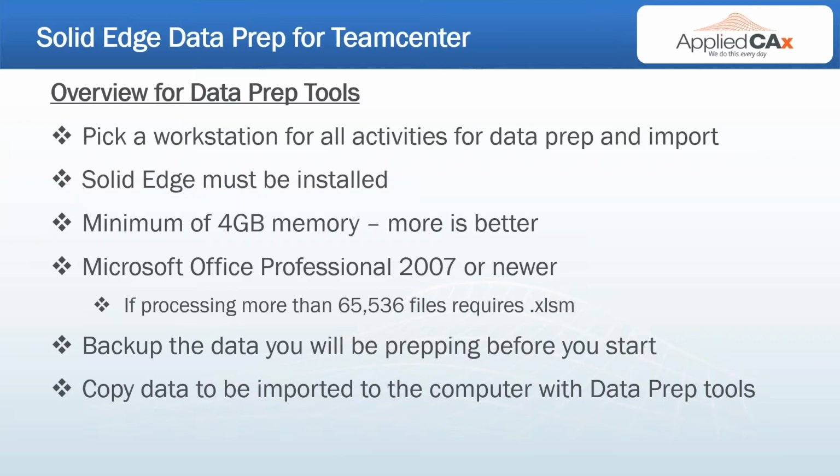You want a minimum of 4 gigabytes of memory. More is always better. I prefer 16 when I'm doing my processing. You'll need Microsoft Office Professional 2007 or newer. The data prep tool does use Excel, and so if we're processing more than 65,536 files, it will need to use the 64-bit Office Excel.